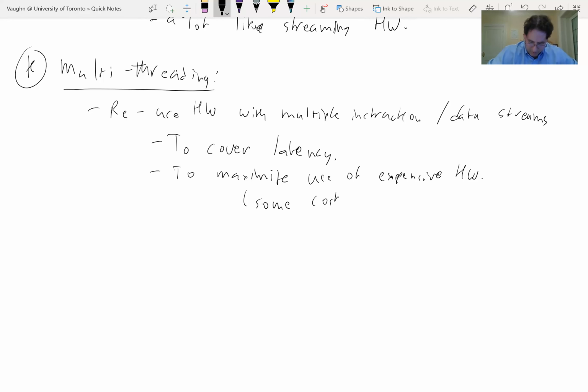Okay, there is some cost to add multi-threading. So you don't want to multi-thread for no reason. But the cost doesn't have to be that high. So we saw how we can use C-slow retiming to multi-thread streaming hardware, and the cost isn't that high as long as you haven't run out of registers yet.